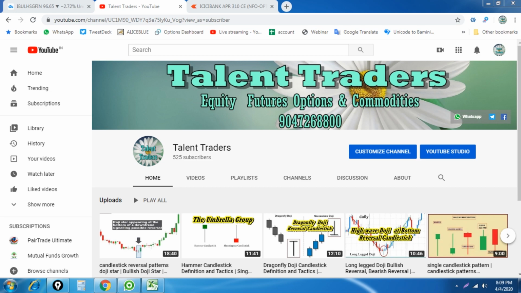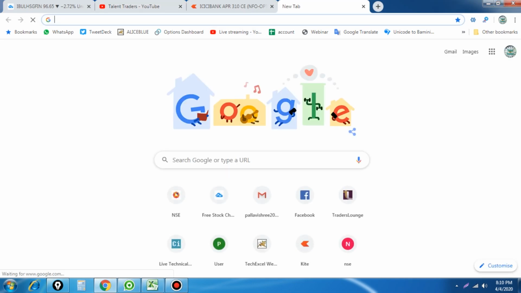And in this video, I'm going to explain the stock Indiabulls Housing Finance. So we are going to analyze what should be the trading range and everything in the Indiabulls Housing Finance share. From that, we are finding out if any right trade opportunity is there. I'm going to analyze the stock based on my stock approach.